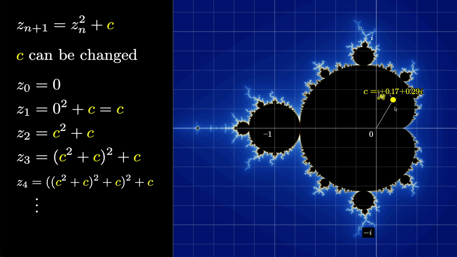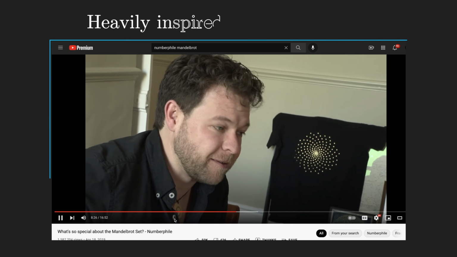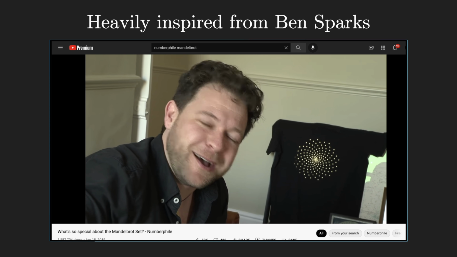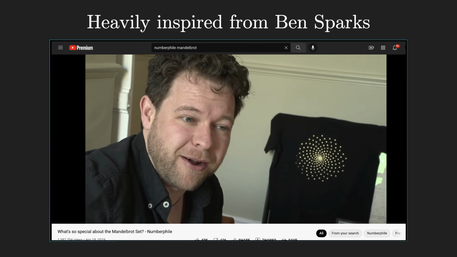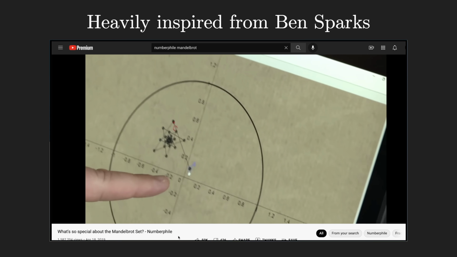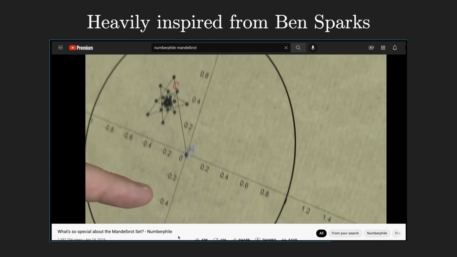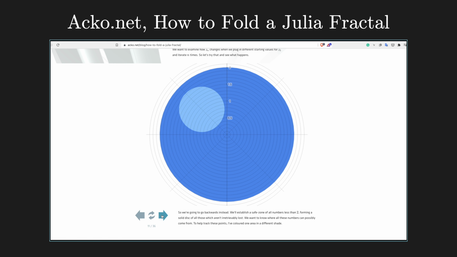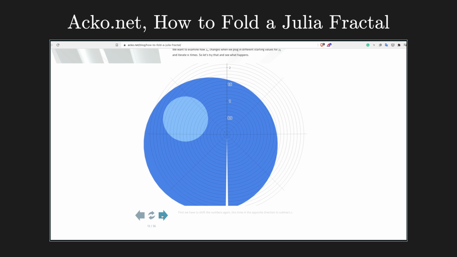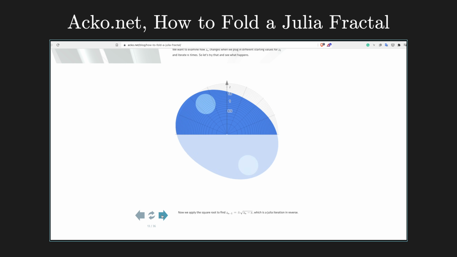Now, this interactive dots and stick visualization of the trajectory, by the way, is heavily inspired by Ben Sparks' illustration in the Numberphile video he did about the Mandelbrot set, which is great, you should watch it. I honestly thought it was just too fun not to re-implement here. I would also highly recommend the interactive article on acko.net about all of this stuff for any of you who haven't had the pleasure of reading that yet.